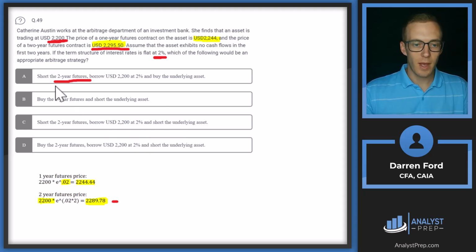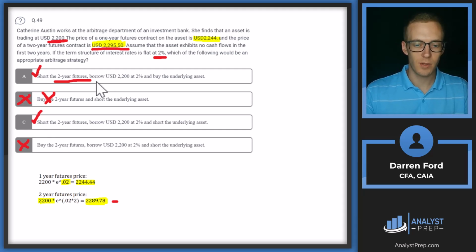All right, so we've got A, short the futures contract. That sounds good so far. Let's just start with that for now. So that's good. We'll buy the underlying. We don't want to do that for B, since that would be buying an overvalued asset. Short the underlying, that's good. And then D, buying the futures, not good. So we're down to A and C now.